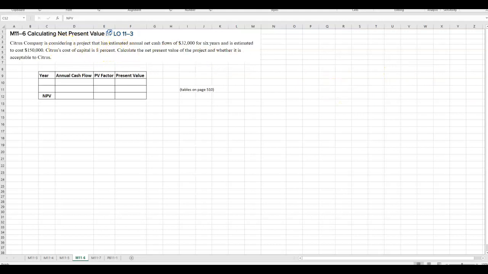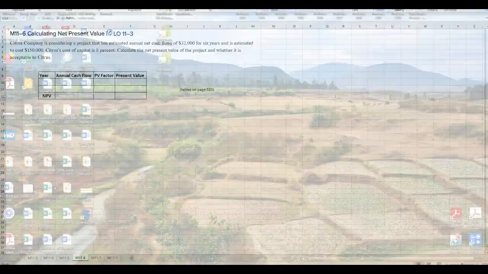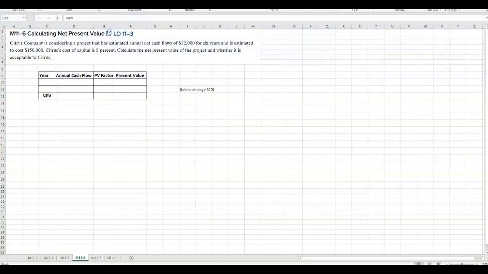So in this one, Citrus Company, sorry, I'm having some computer issues here. Citrus Company is considering a project that has an estimated annual net cash flow of $32,000 for 6 years, and it's estimated to cost $150,000. Their cost of capital is 8%, or their hurdle rate, or whatever you want to call that. You're asked to calculate the net present value of the project and whether it's acceptable to Citrus.